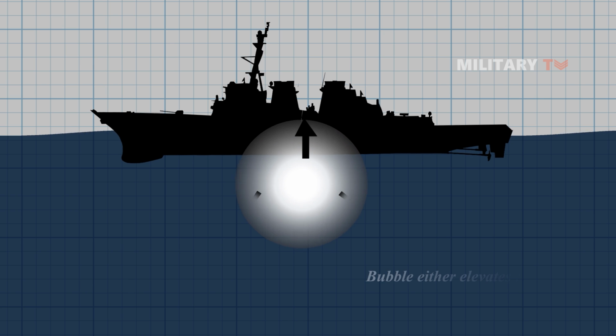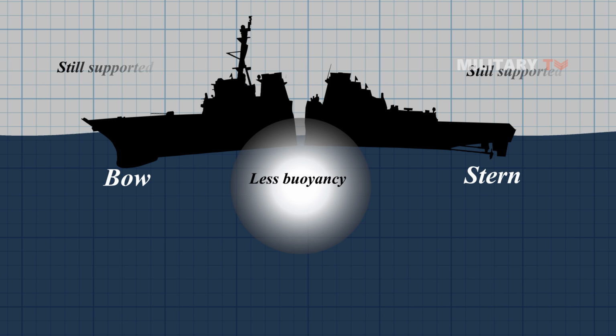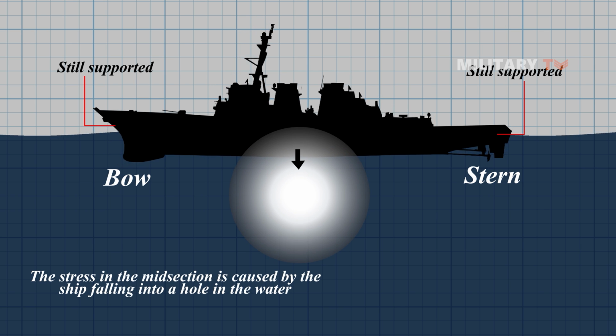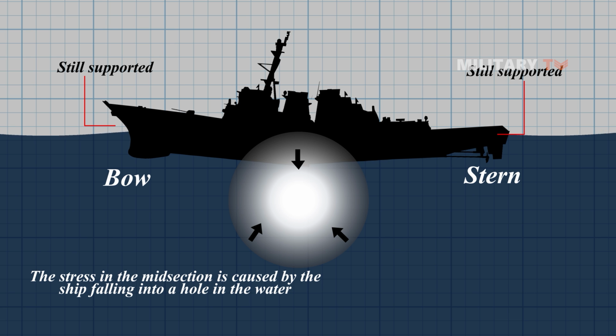The bubble either elevates the keel or removes water from the area. Because there's no water in this area, it has less buoyancy, but the bow and stern are still supported. Aside from the shock wave, the stress in the midsection is caused by the ship falling into what's essentially a hole in the water, while the bow and stern are still supported by the water.